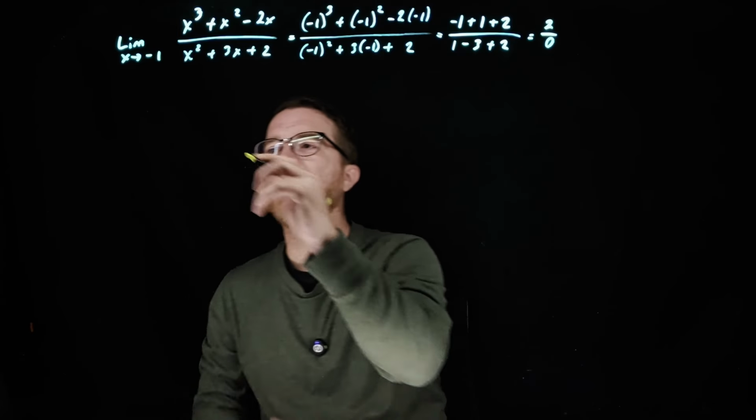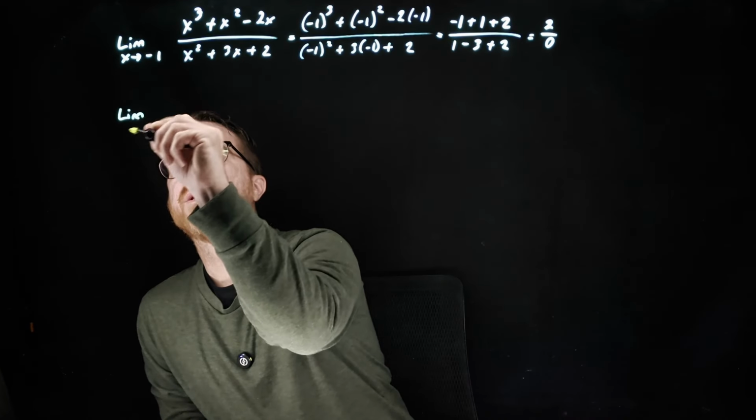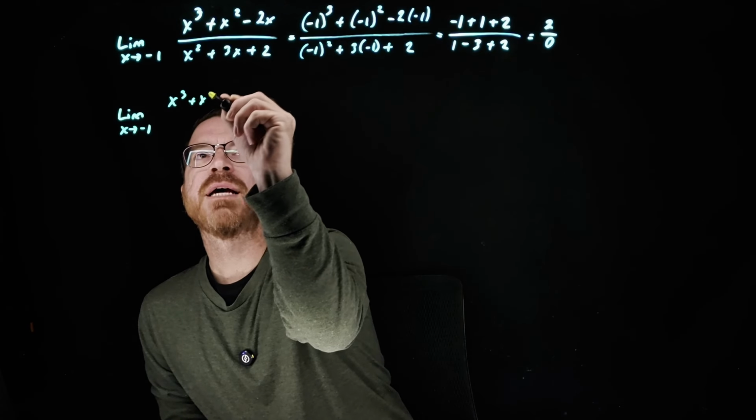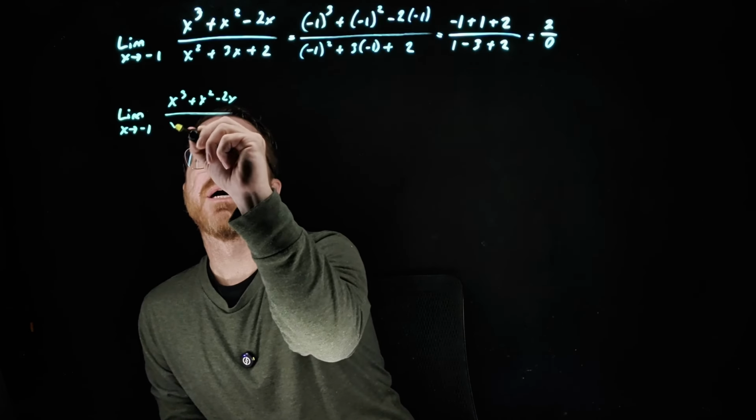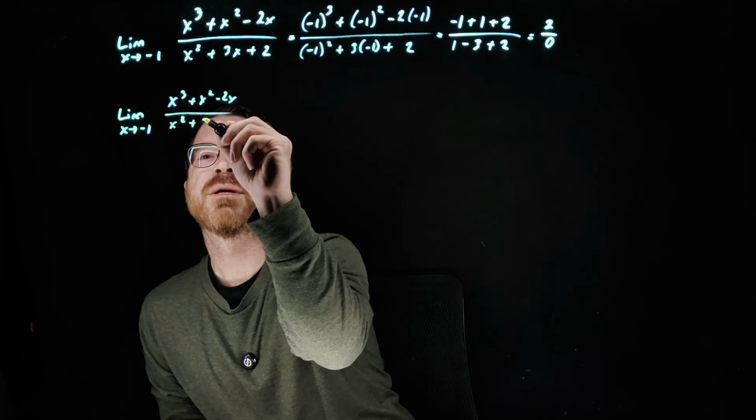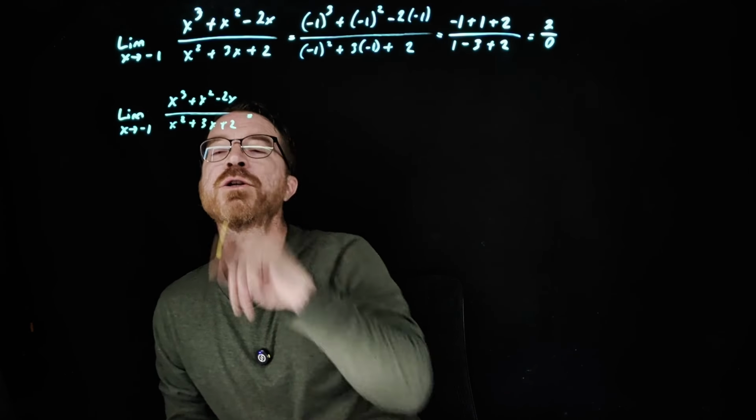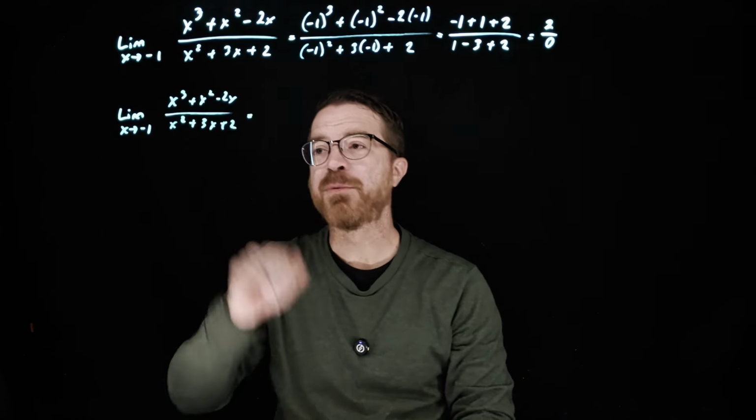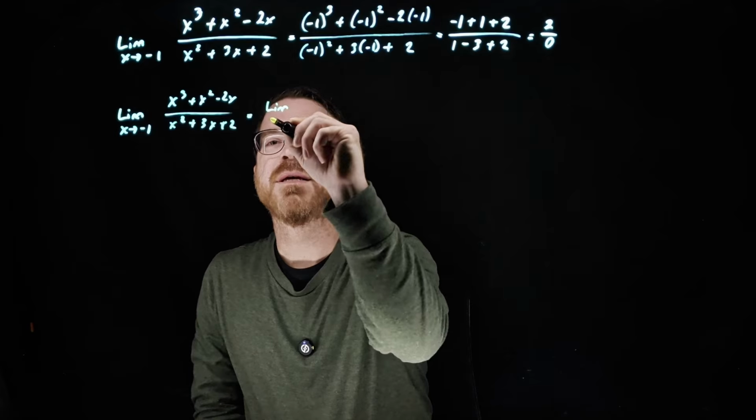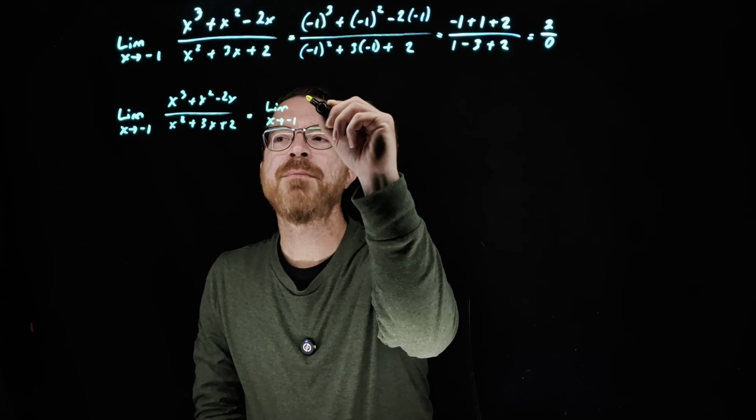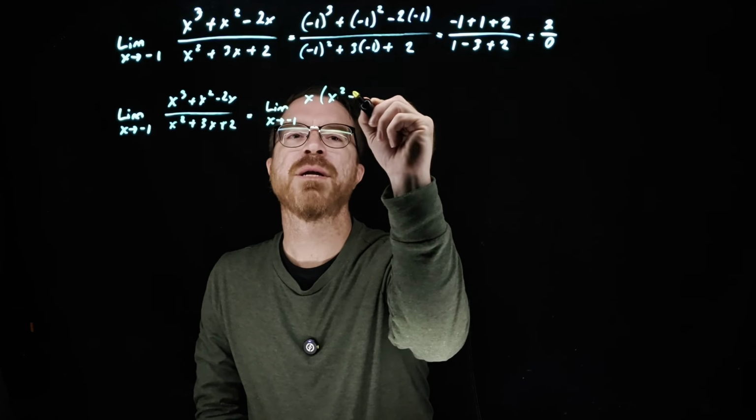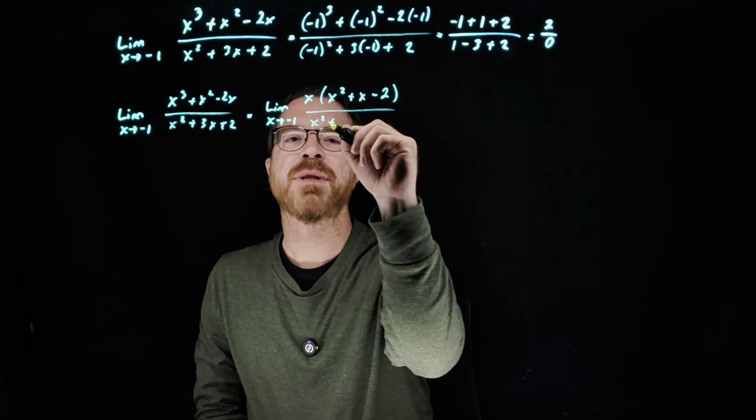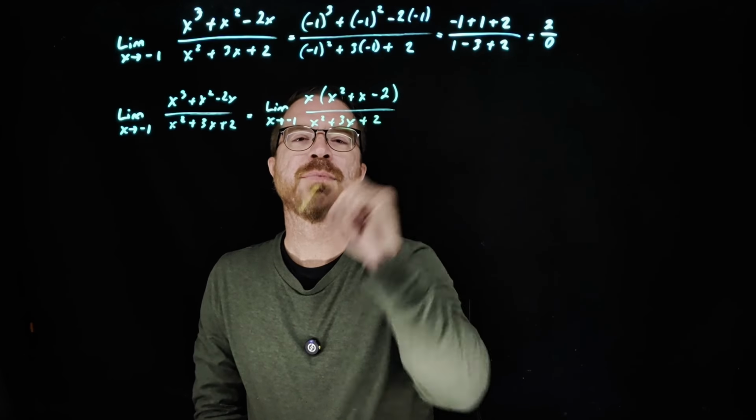So let's go back to our original limit and see what we can do to solve for this. So we have, again, x cubed plus x squared minus 2x divided by x squared plus 3x plus 2. In the numerator, I have an x in every single term, so I'm going to pull an x out. So this is going to be the limit as x approaches negative 1. I'm going to pull an x out. This is going to become x squared plus x minus 2 divided by x squared plus 3x plus 2.